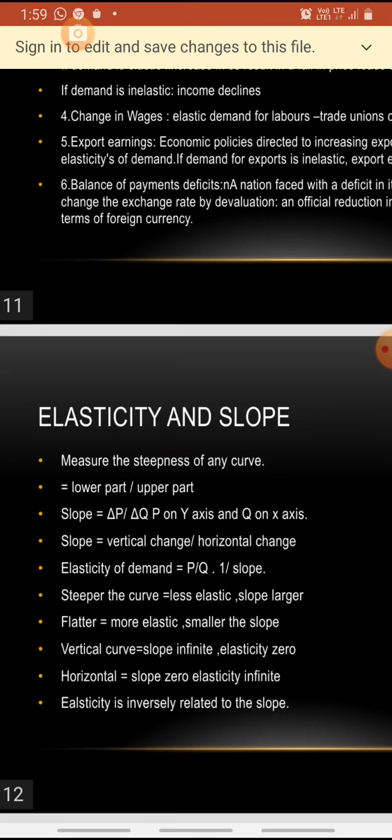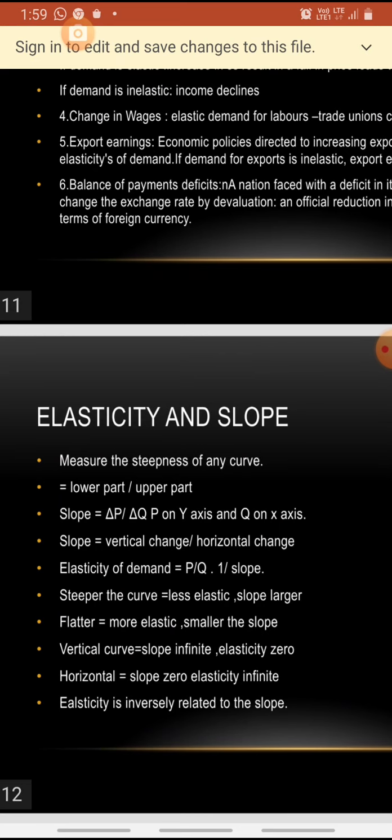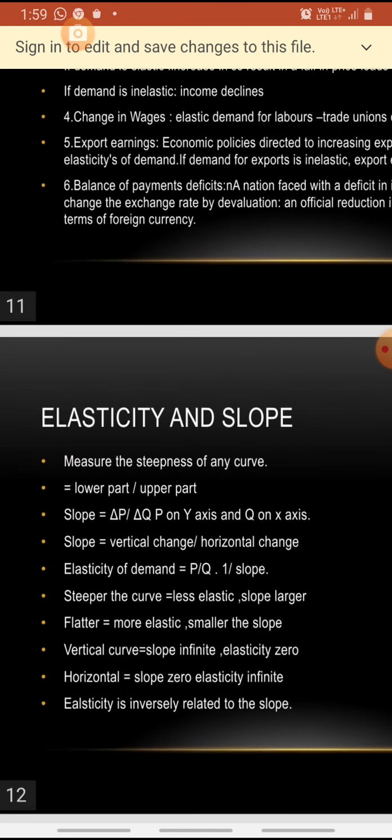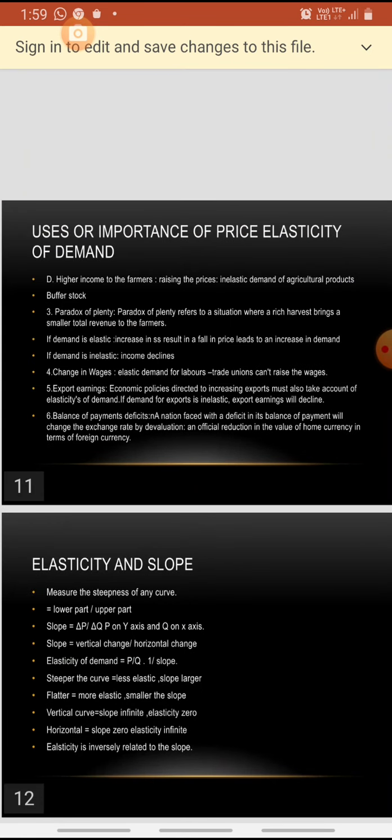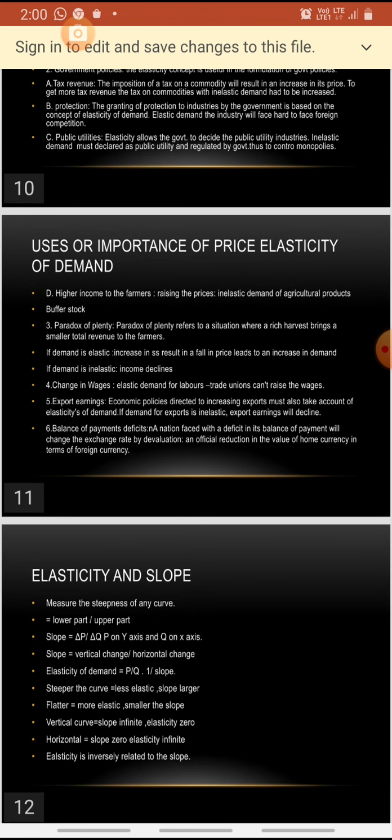So the steeper the curve, the less elastic it is, as the slope will be larger. The flatter the curve, the more elastic it is, and the smaller the slope. A vertical curve has infinite slope and elasticity equal to 0. A horizontal curve has slope 0 and infinite elasticity. So elasticity is inversely related to the slope. Next is the relationship between MR, TR and elasticity. Okay, thank you.